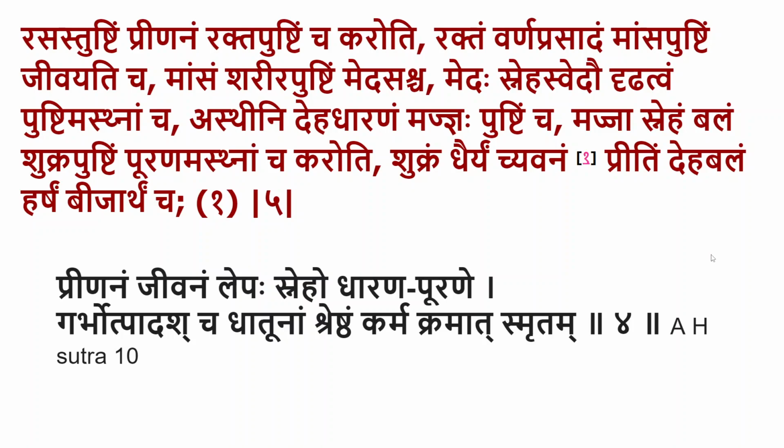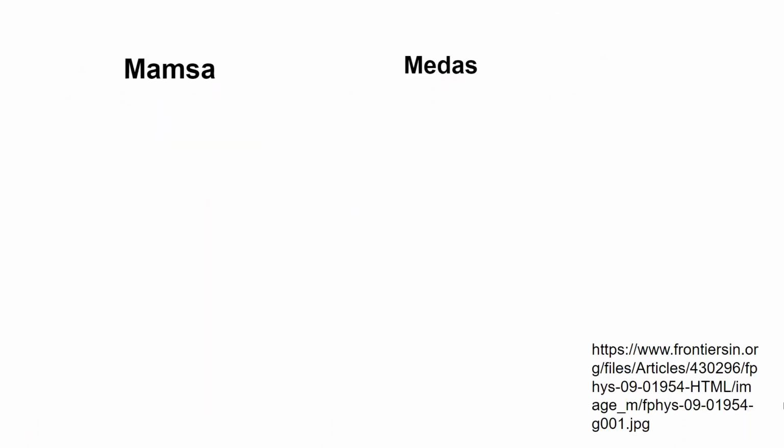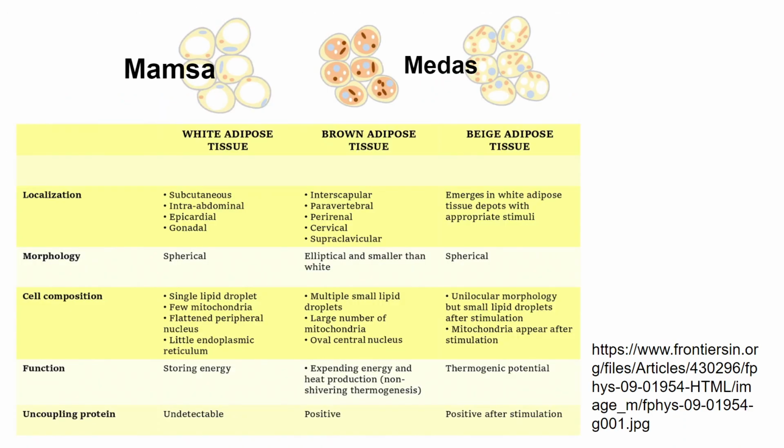Mamsa is the one which produces lepa, a covering over the body. Prinanam, jivanam, lepah, it produces a covering. Sharira pushtim, it gives an appearance to the body. These functions are carried out by the adipose tissues. In the adipose tissues again, you have two main categories, the white adipose tissue and the brown adipose tissue, and of course the beige adipose tissue.